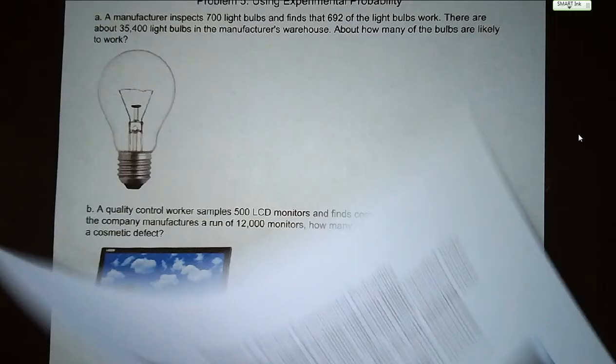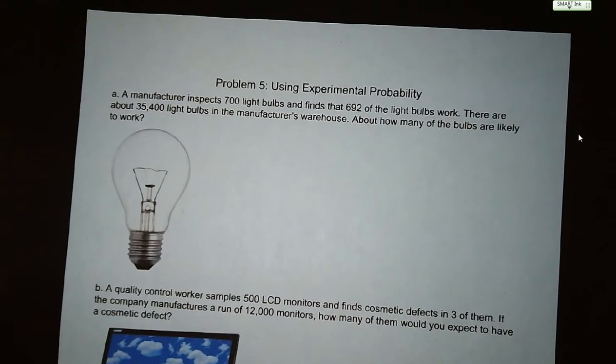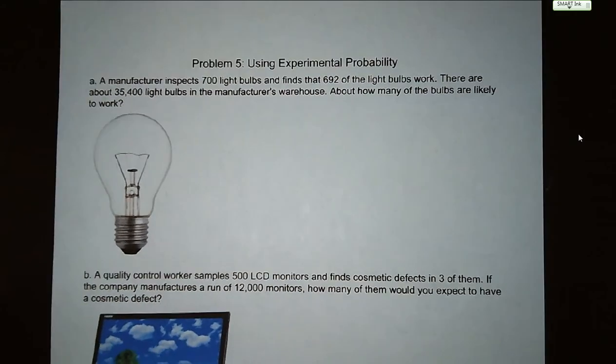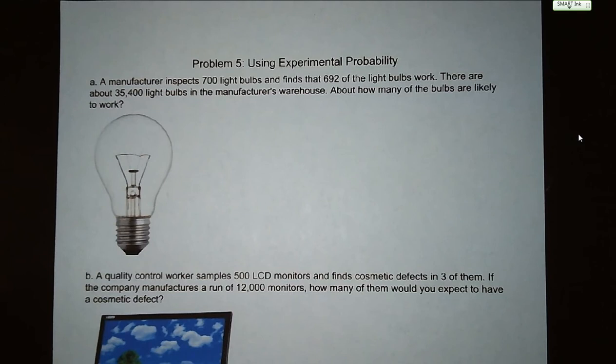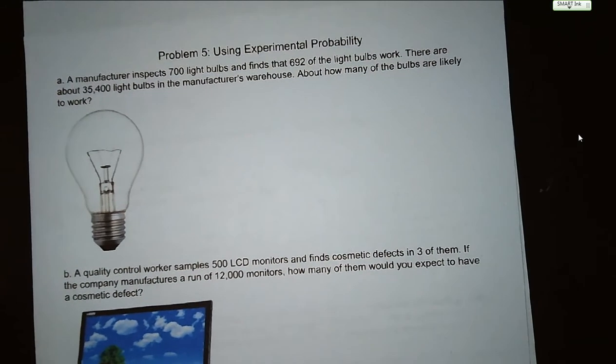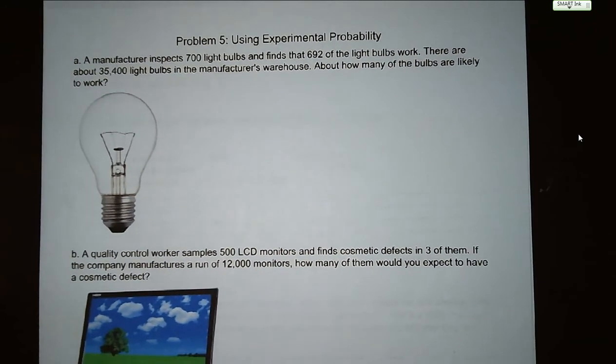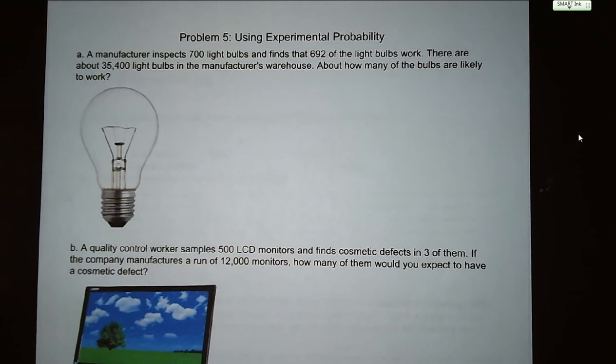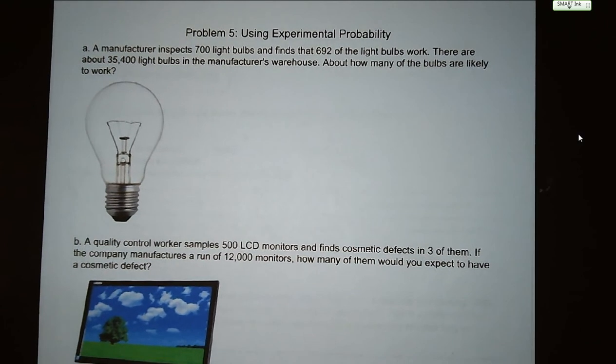All right. Problem number 5, using experimental probability. So this would be the application side of experimental probability. Now, a manufacturer inspects 700 light bulbs and finds that 692 of the light bulbs work. There are about 35,400 light bulbs in that manufacturer's warehouse. About how many of their bulbs are likely to work?